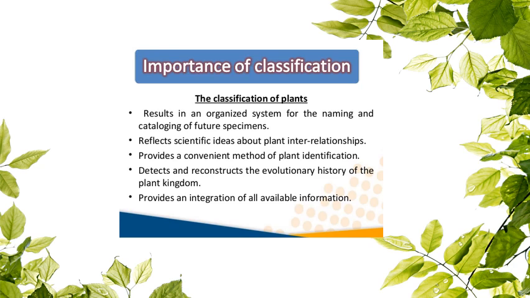The second one, through classification, one identifies the interrelationship between different plants. It is the scientific method to find out the interrelationship of different plants. So this is the most appropriate and suitable method for plant identification, and it provides us information to detect the evolutionary history of the plant kingdom. And the last one, it provides us very useful information, and on the basis of that available information we make different inferences related to the plant kingdom.